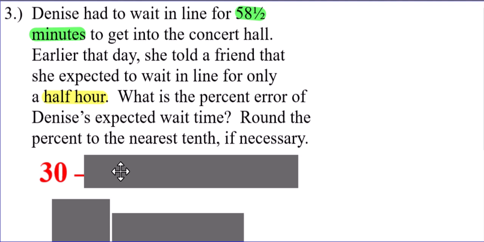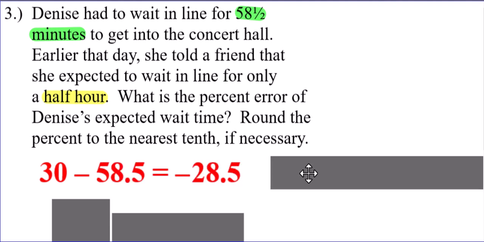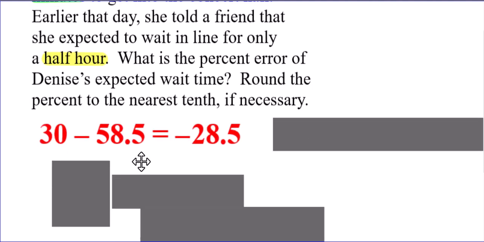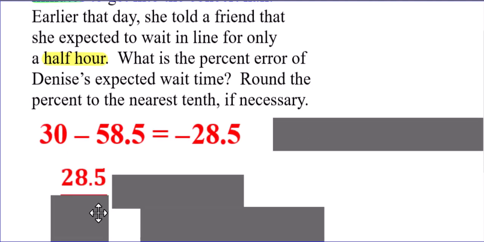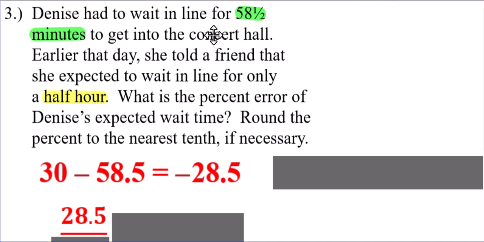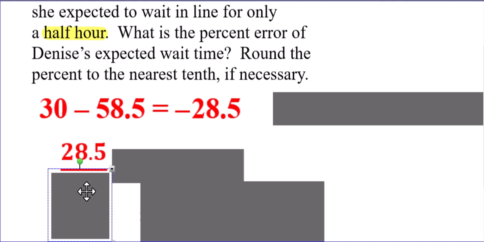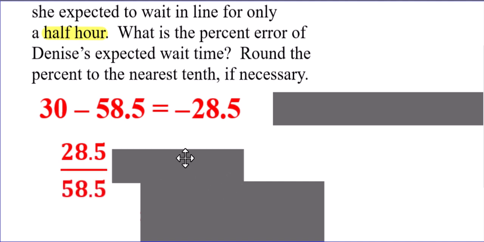And if you did not do this, then you better hit pause now, get your eraser and pencil moving, and make the corrections that you need to make, because we got to have minutes subtracted by minutes or hours subtracted by hours. Got to be consistent. All right, that's going to give me negative 28.5. Like I've been saying over and over again, we're going to drop that negative so that way we're doing the absolute difference. Divide by the actual amount of time she waited in line. That actual amount was 58 and a half.